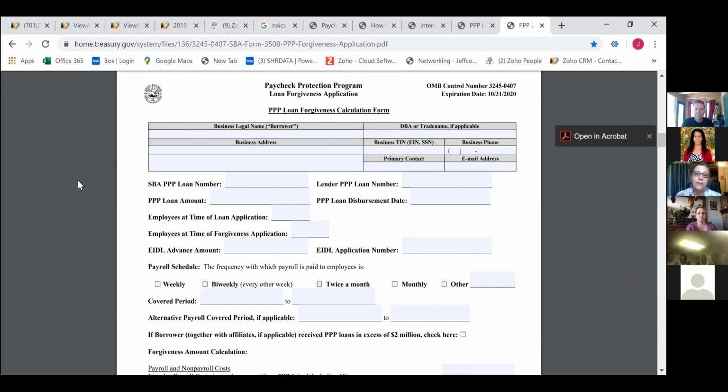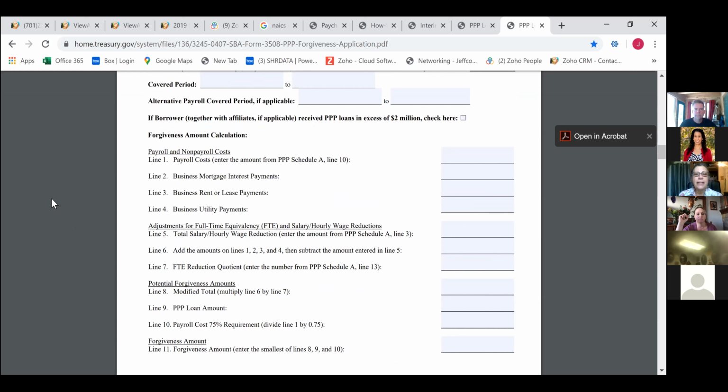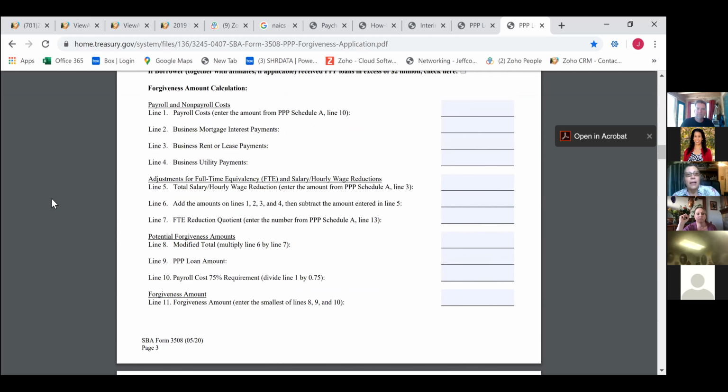Now, here comes the hard part, the forgiveness amount calculation. This is where we use the worksheet. I'm sorry I'm going back and forth, but this is the type of application where you actually need to go back and forth. So we're going to go down here to this worksheet. And this is the most important part. This is the part that you don't have to hand in, but it really helps to have worked this.